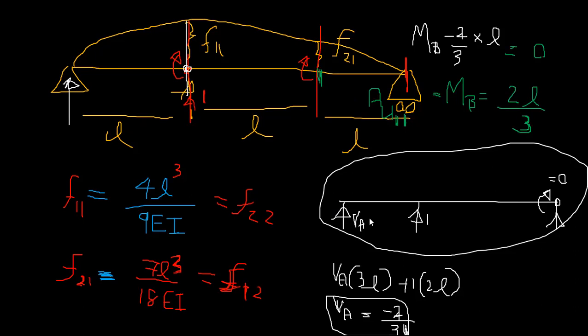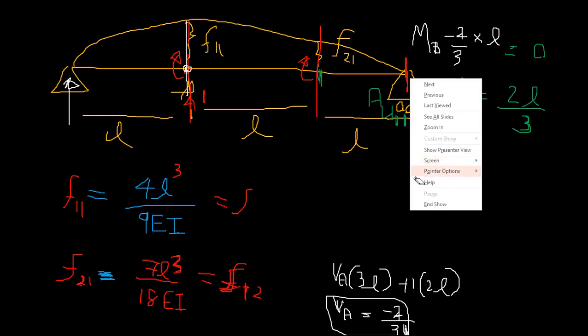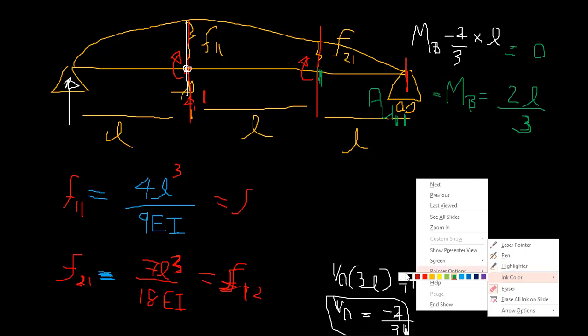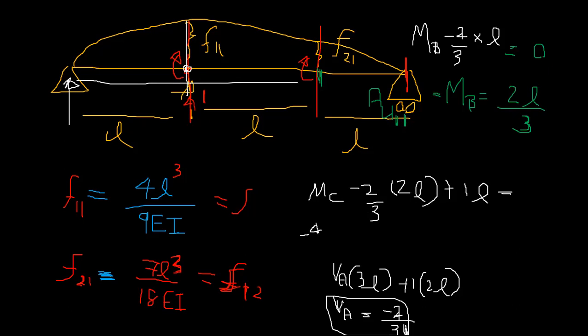Okay, 2L/3. So here if you take bending moments, you can determine MC: minus 2/3 into 2L plus 1 into L, right? So that's going to be minus 4L/3 plus L, which is 3L/3, right? So it's going to be how much? Minus L/3, so that's going to be L/3, right?